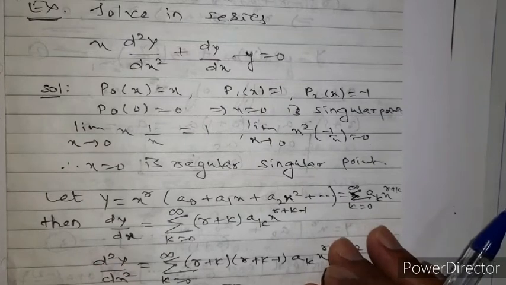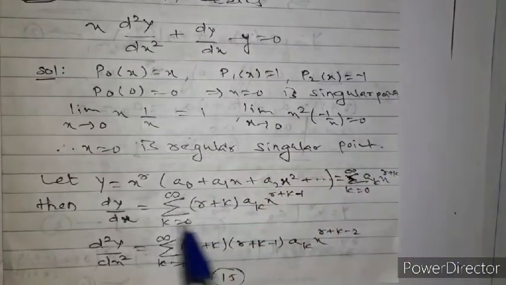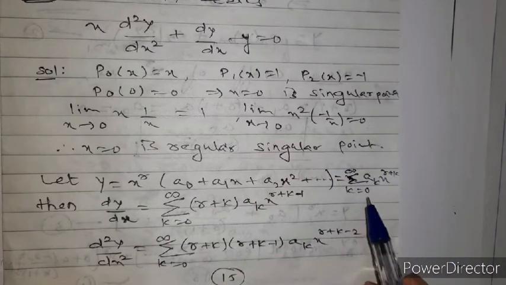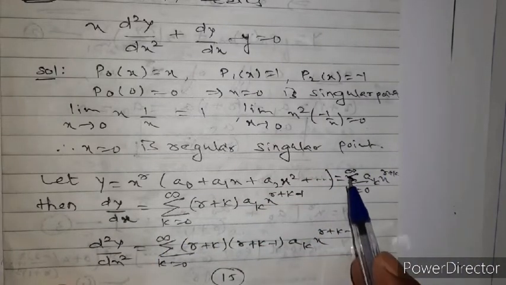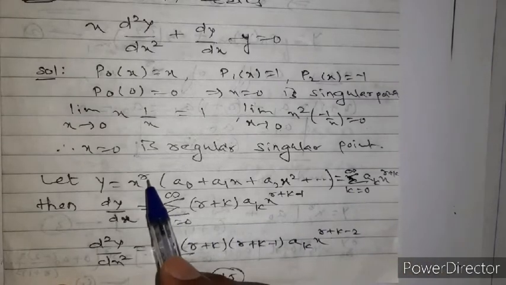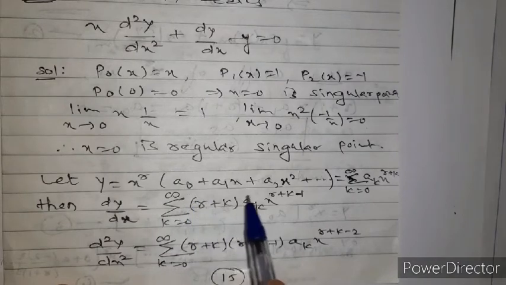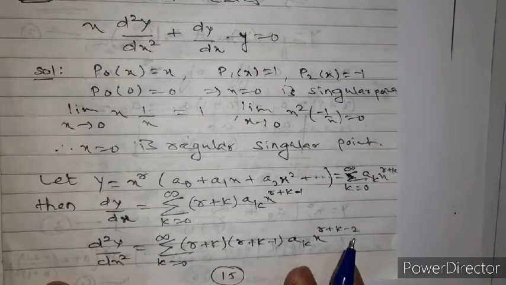Once we get a regular singular point, we can write down the solution. So what is our solution here? y is equal to the series k equal to 0 to infinity a_k x raised to r plus k, or you may write x raised to r outside, and inside the bracket a0 plus a1 x plus a2 x square plus dot dot dot, as we did in our last example.